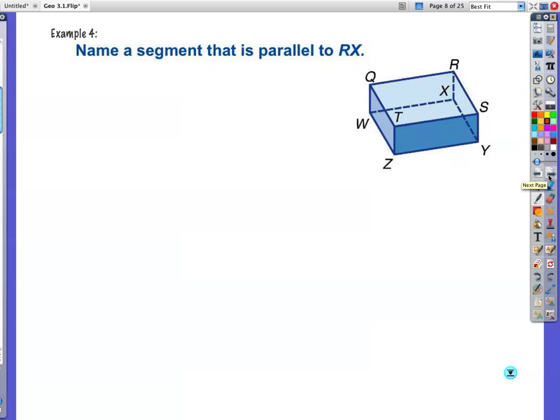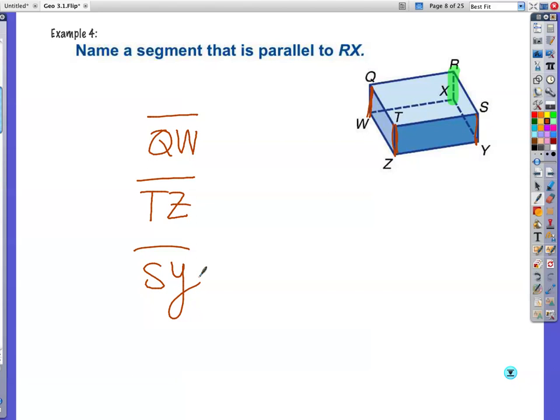Example 4, name a segment that is parallel to RX. So here's RX. And there's many segments to pick from. One of them would be segment QW. This right here is going to be parallel. Segment TZ is parallel. And segment SY. They're all parallel. And we're going to move on.